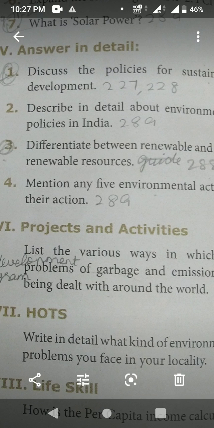Next, third question already I have marked, and fourth one, mention any 5 environmental acts and their action. That also is page number 289, under the heading list of environmental acts in India. One box is there, isn't it? 6 acts are there. Okay, all the 6 acts you want to learn thoroughly.